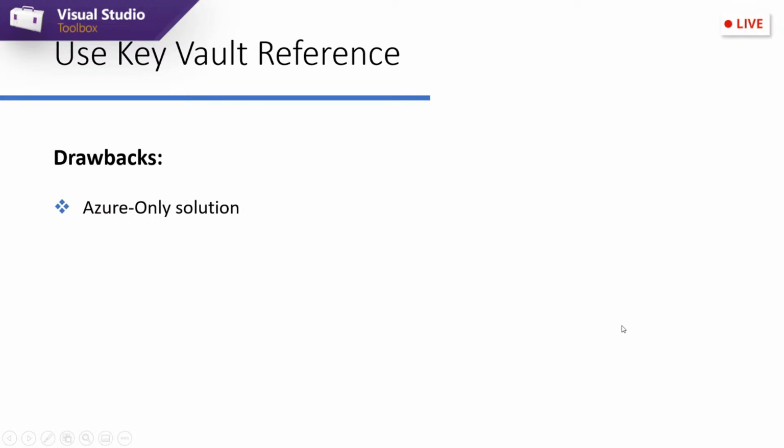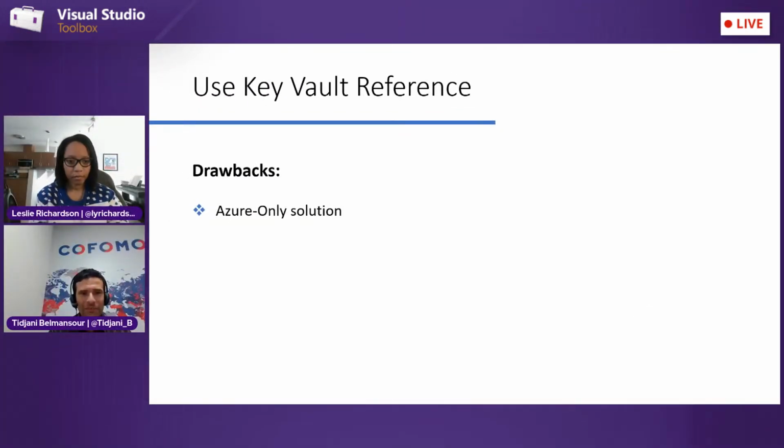So, as great as this feature might seem, and if you are running on Azure, it's a wonderful option for securing your secret, but it can't be used everywhere. So it's an Azure-only solution. You can't use it for your development purpose if you are running locally, and you can't use it if you are running on-premise. And another drawback is that it's not yet supported by each and every Azure service.